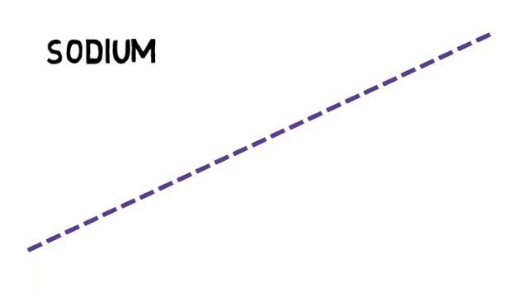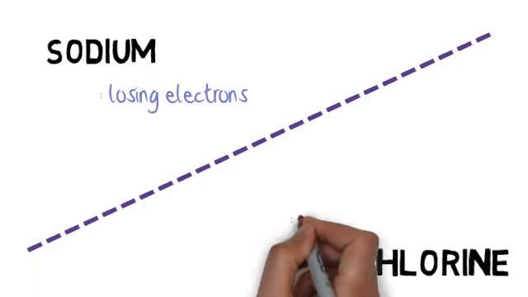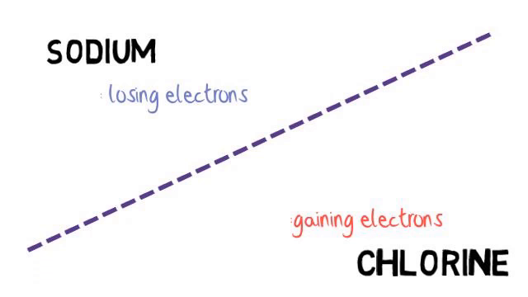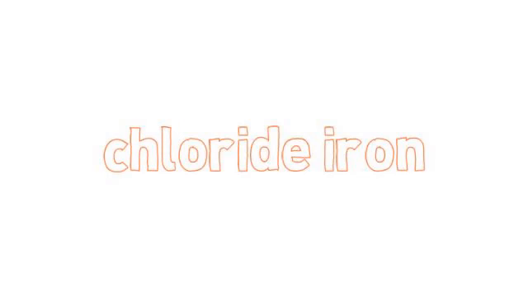This happens, for example, with the reaction between sodium and chlorine. The sodium would be losing electrons and the chlorine would be gaining them. This therefore means that the sodium is oxidized and the chlorine is reduced to form chloride ion.